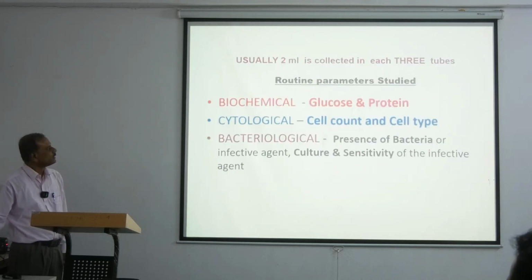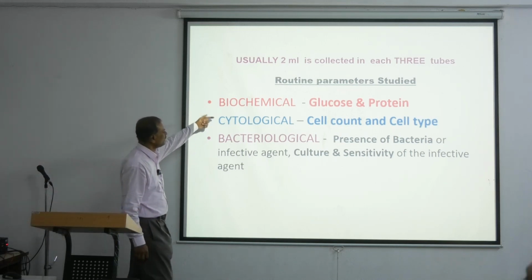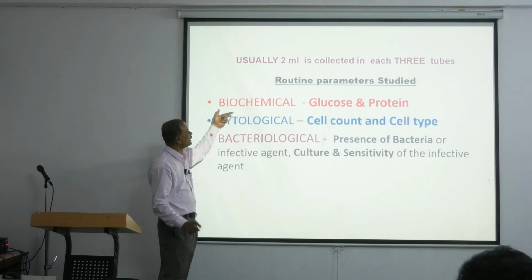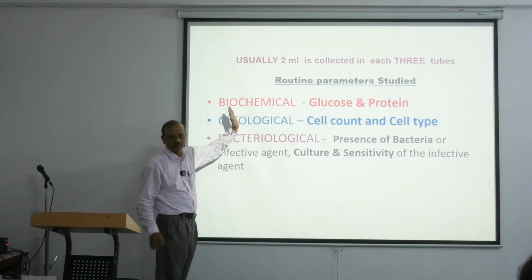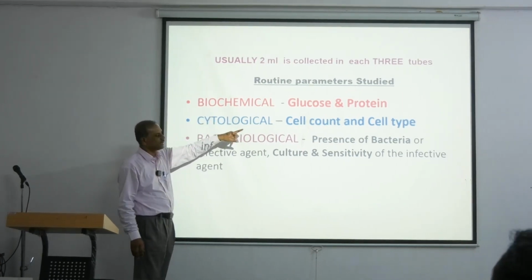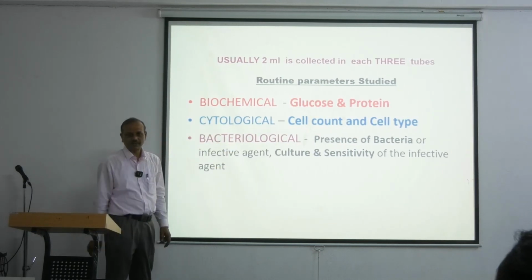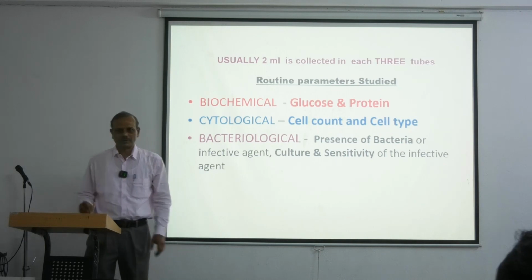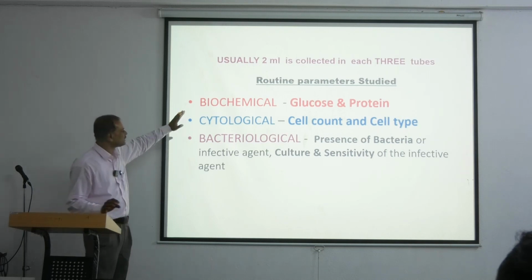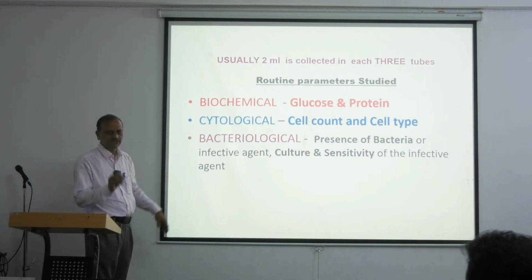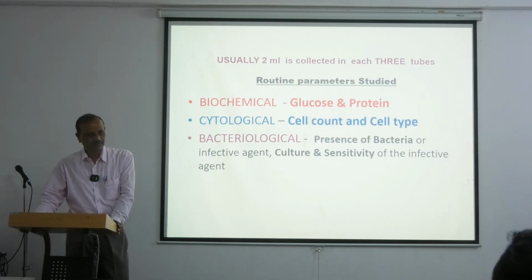Okay. Now, see, once you have put this needle inside, you have to collect in 3 different tubes. One is biochemical, and that vial will go for glucose and protein only. And cytological, for cell count and cell type. Third one is bacteriological, because you have to identify the bacteria to select the proper antibiotic we will give so that this meningitis can be cured. So in these 3 tubes, samples are collected, usually 2 ml in each. So 6 ml of CSF will be collected normally.